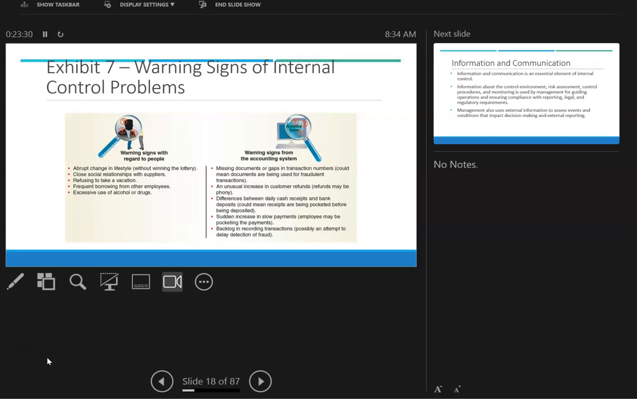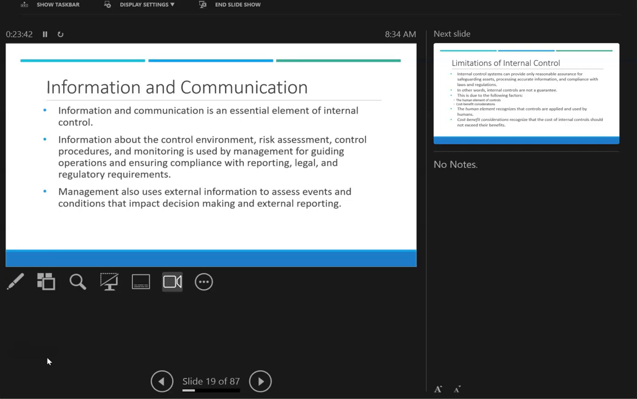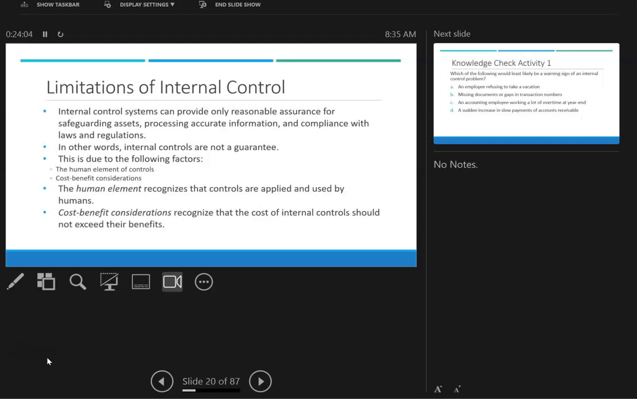So things need to be operating effectively. Every once in a while, there can be a blip in the system, but if there are continual issues, they need to be looked at. Internal controls work when there is structure and communication in place within a company. Management uses external information to assess events and conditions that impact decision-making and external reporting.